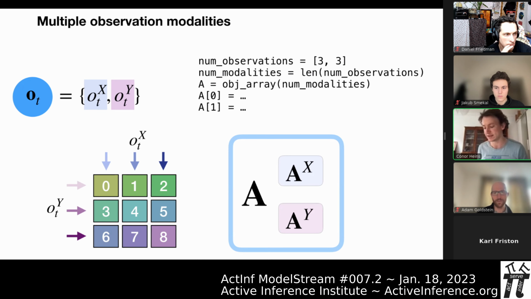Just like we had a separate B array for each hidden state factor, similarly, we now have a separate A array for each observation modality. So we would populate one big A object array with these different modality specific A arrays. In this case, if we had X observations and Y observations, we would have two A subarrays. Each one would have size 3 by 3 by 3, because 3 observations, and then for the 2 possible states of the hidden state factors.